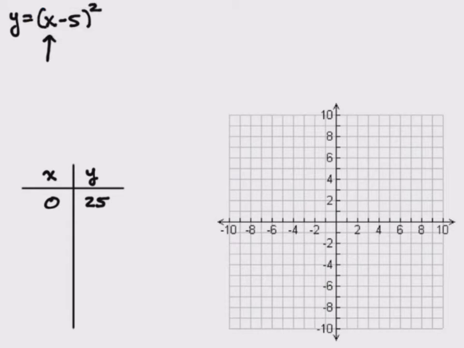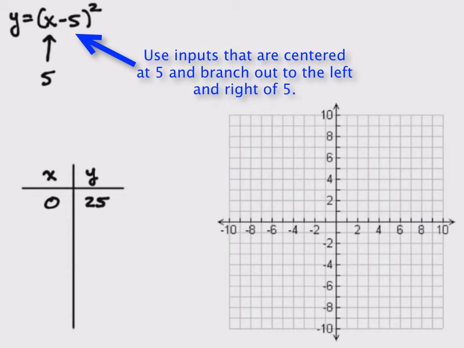Well, if x were 5, 5 minus 5 is 0, and that squared is of course 0. So instead of centering our inputs at 0, let's center our inputs at x equals 5 and branch out to the right and left of 5 and piece together our graph. Again, I'm going to let you create the ordered pairs now, graph them, connect them, find the x and y intercepts, and then we'll reconvene.